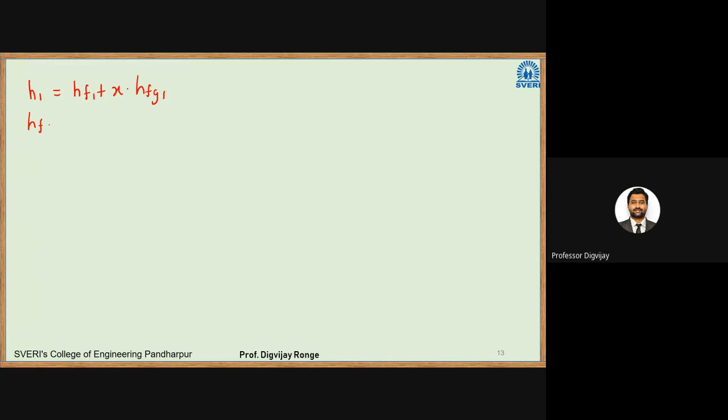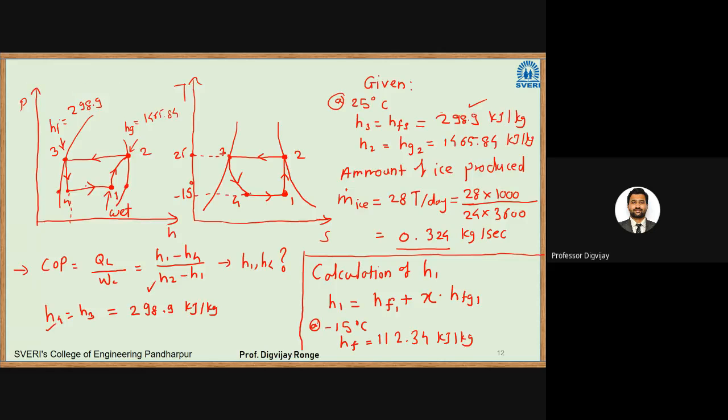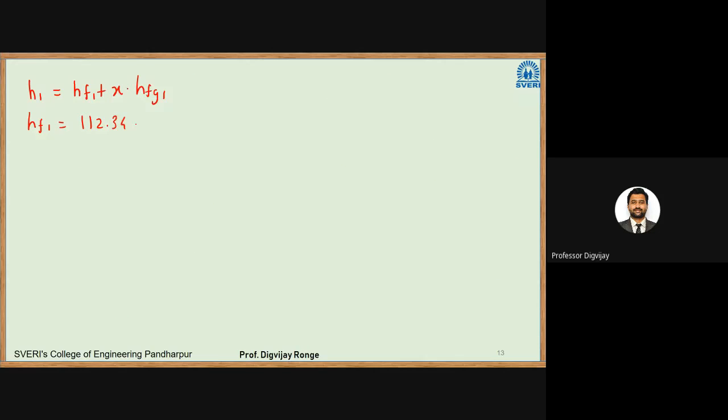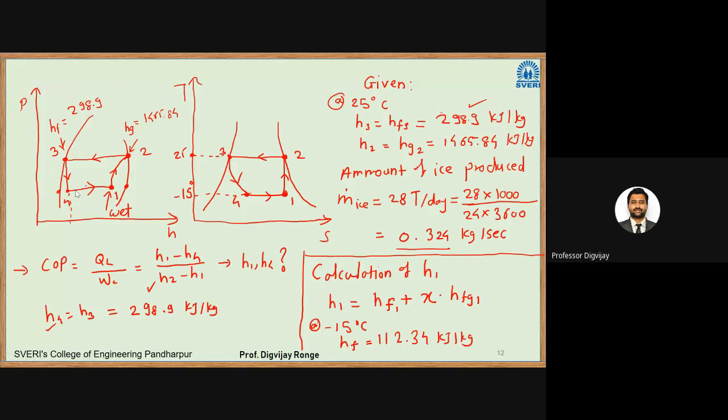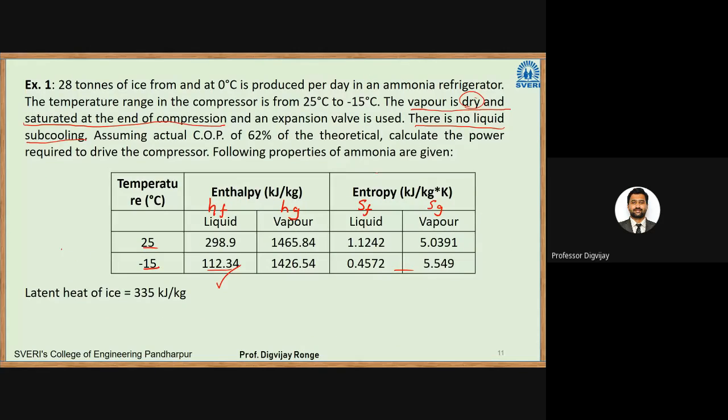So hf1, we know how much it is. It is given, that is 112.34 kilojoule per kg. How to calculate hfg? So hfg is equal to hg1 minus hf1. So how much is hg given? Remember, in this case we have to look for minus 15 degrees Celsius, because the corresponding saturation temperature for point 1 is minus 15 degrees Celsius. So in this table, we have to look for values of hf and hg. So 112.34 is hf. hg, that is the enthalpy of vapor, is 1426.54.